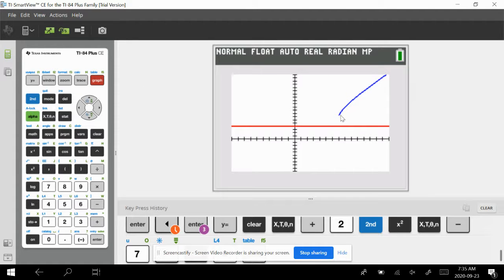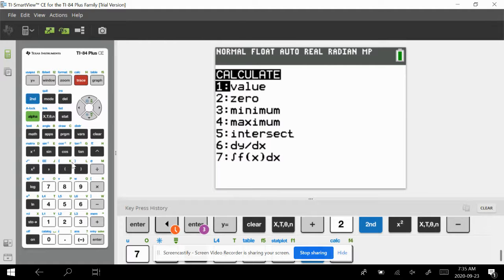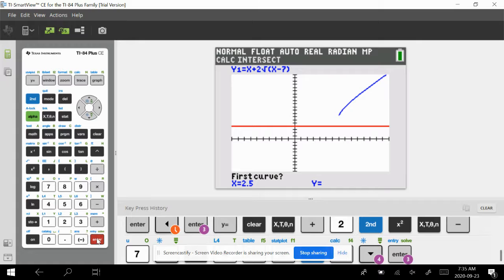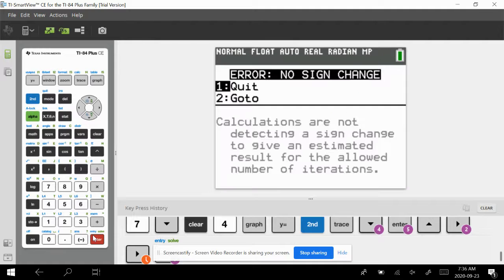Graphing this function over here, we're seeing this graph, okay? Now, x plus 2 square root of x minus 7, okay? So if I go second calc intersect, enter, enter, enter, so there's first curve, second curve is this guy over here, okay?